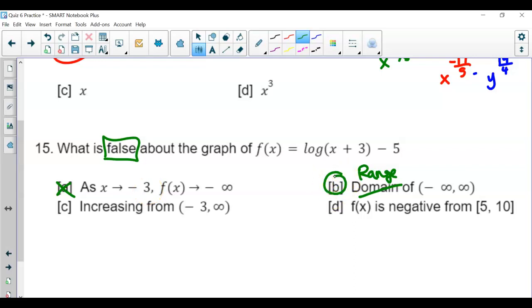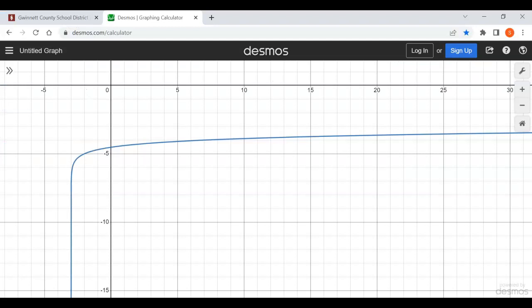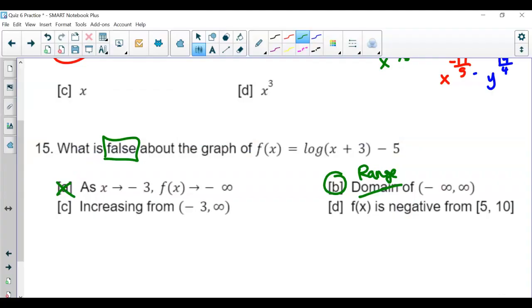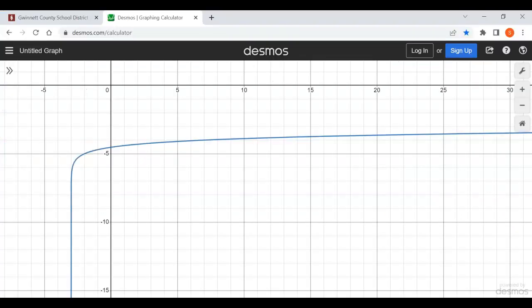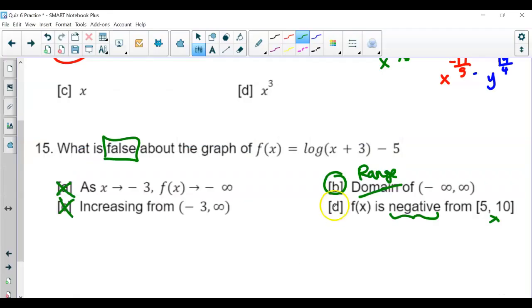Now, to show why the others are true. We are increasing, yep, starting at the x value -3 and going on to infinity. So that's why C is true. And this says f of x is negative from this interval, from 5 to 10. So let's locate those x values. From 5 to 10, yes, this portion of the graph is below the x-axis, in the negative. So this statement was also true. So B was the false statement.